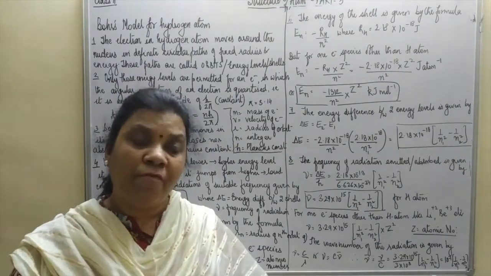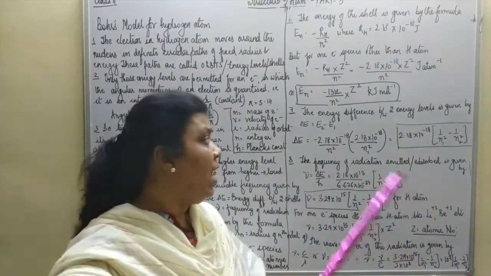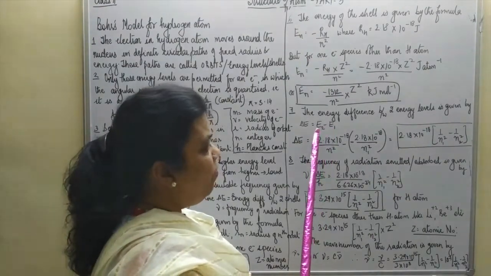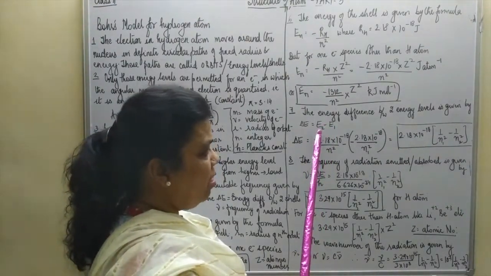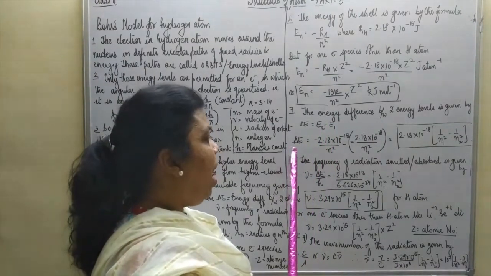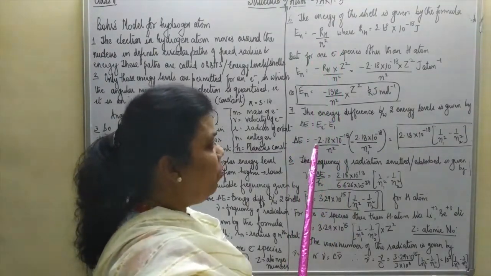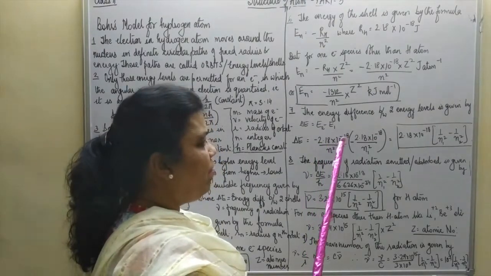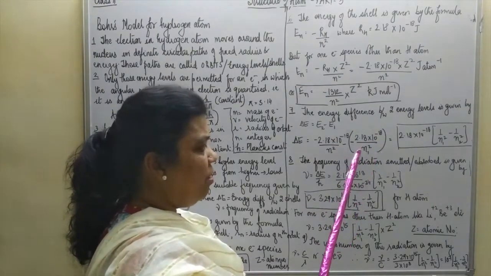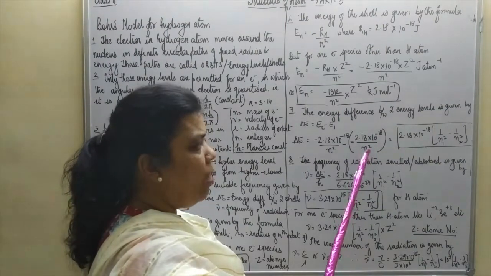So this energy difference, which is involved in electronic transition, can be calculated by the formula del E equals E2 minus E1, where E2 is the energy of the second energy level and E1 is the energy of the lower energy level. When we substitute for E2, we have seen the formula minus 2.18 into 10 to the power minus 18 divided by n2 square, minus the value for E1, which is minus 2.18 into 10 to the power minus 18 divided by n1 square.